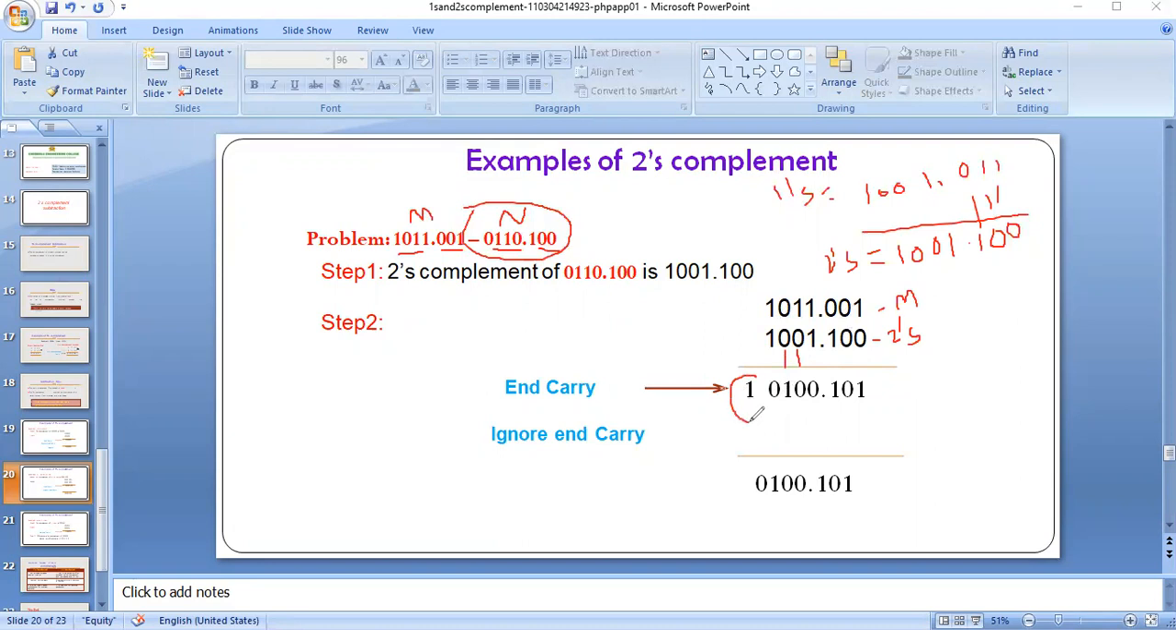Okay. So here there is an end carry in the result, that is the m greater than n condition. What we have to do is just ignore that end carry. The remaining will be the answer.